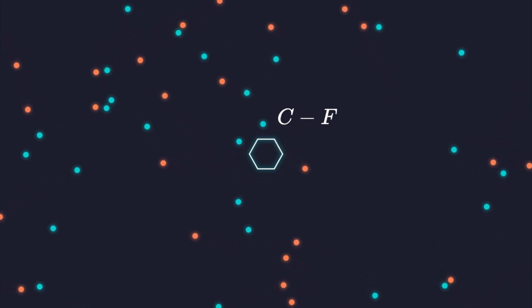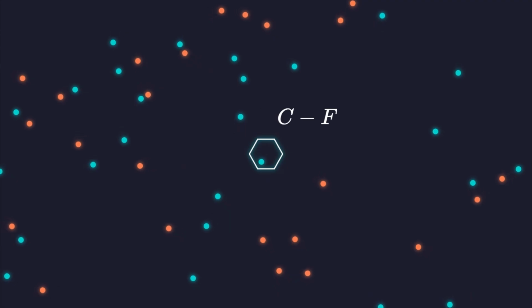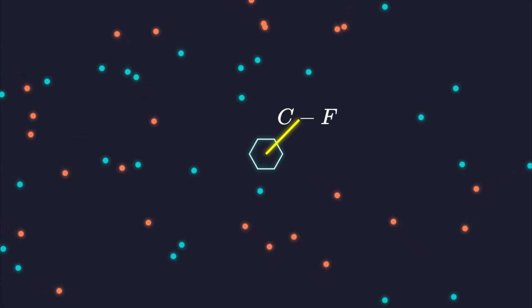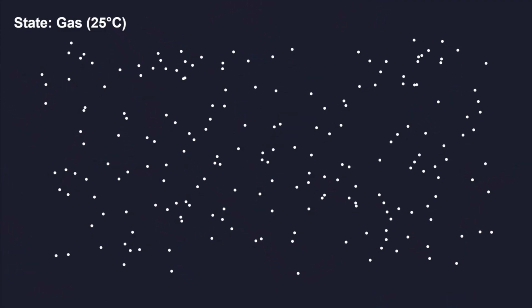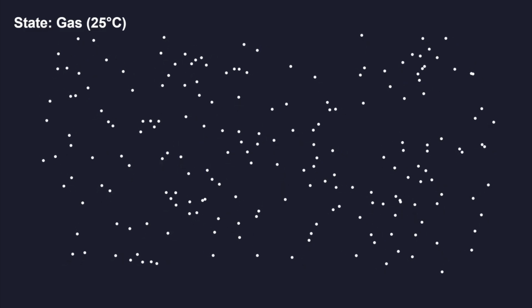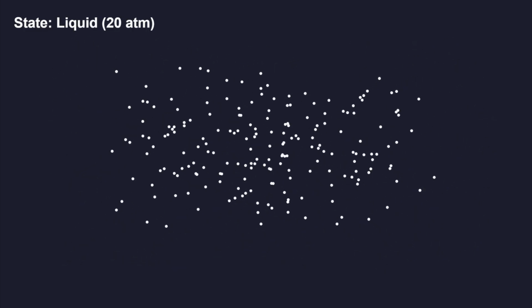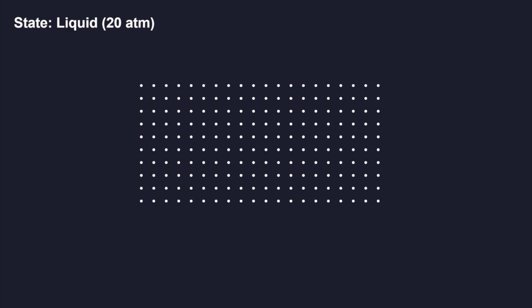In organic chemistry, it can be used for controlled fluorination when diluted, allowing for the creation of specific carbon-fluorine bonds in pharmaceuticals. At standard room temperature of 25 degrees Celsius, it is a gas, but it is often shipped as a pressurized liquid to maximize density.